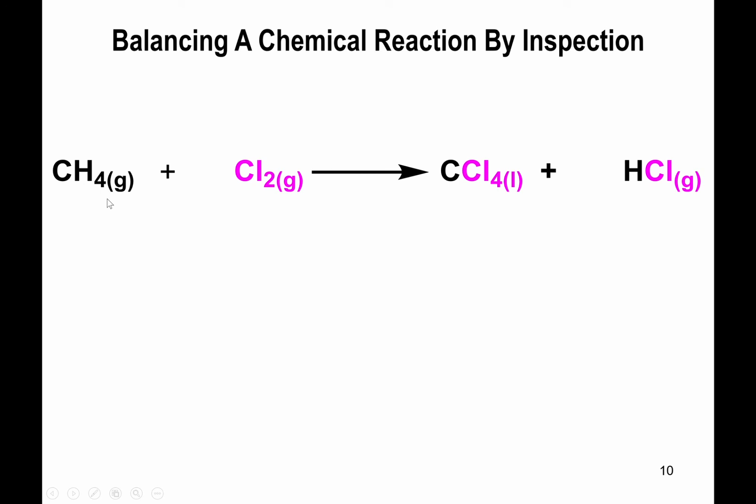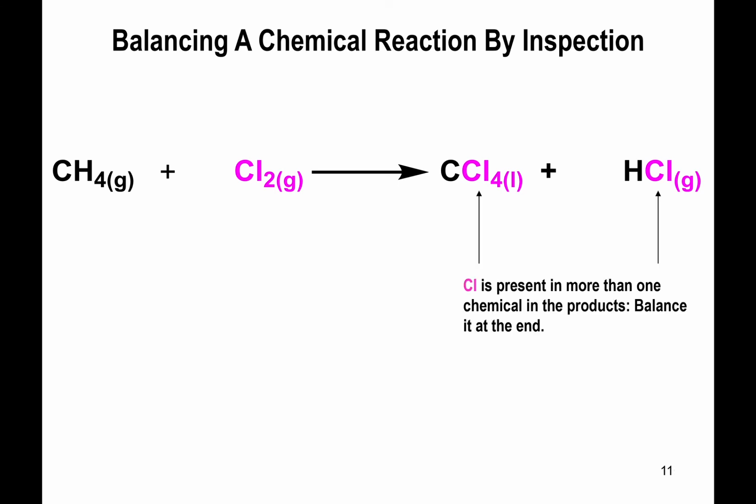Hydrogen also fits that profile in this equation because we have hydrogen in CH4 and we have hydrogen in HCl, only present once per side of the equation. Chlorine, on the other hand, is present in one molecule on the left side, but two molecules on the right side. And because of that, you want to leave chlorine until the very end as far as balancing goes. You don't want to start with chlorine because it's present in more than one molecule on the right side.